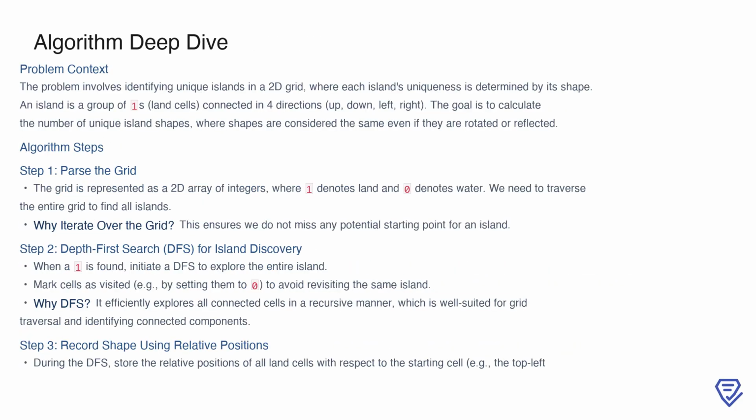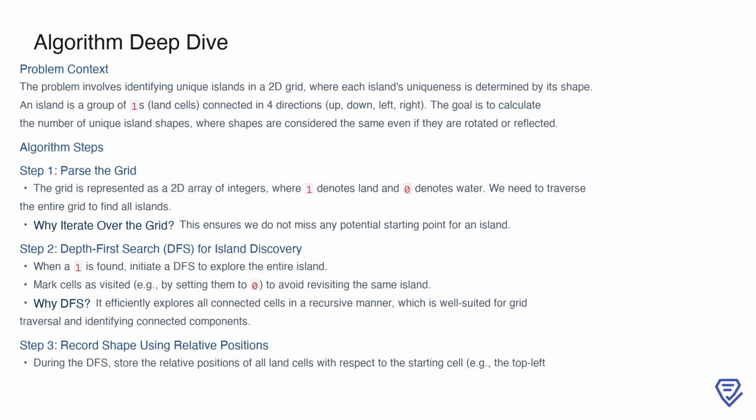To solve the problem of finding the number of distinct islands in a 2D grid, we first need to break it down into clear steps. The grid is a 2D array where 1 represents land and 0 represents water. The goal is to identify unique island shapes, where an island is a group of connected 1s, and two shapes are considered identical if one can be transformed into the other by rotation or reflection.